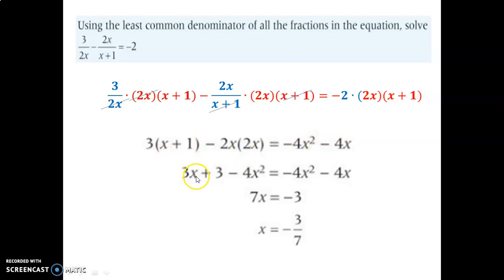Continuing from there, multiply through here, multiply through here. Notice on both sides we have a -4x squared, so those can be eliminated. And we're left with simply 7x equals -3, because this 4x went to that side and that 3 went to this side. Solving that, we get this answer here. So that's just a problem to test your understanding of solving equations that involve these rational components.